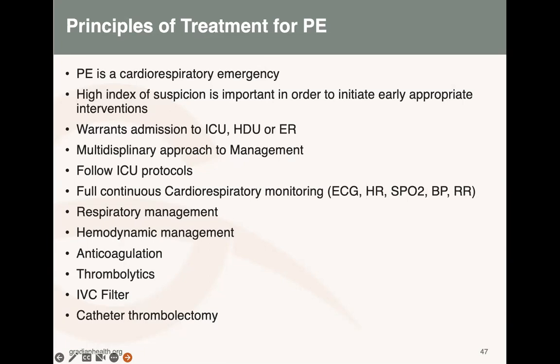And this patient needs continuous monitoring. That's why this patient should be admitted in either ICU or HDU, where there is continuous cardiorespiratory monitoring. That means ECG, heart rate, saturation, blood pressure, and respiratory rate. Once we have done all that, because that's the life-saving part, then we can come to the respiratory management, hemodynamic management, anticoagulants, thrombolytics, IVC filters, and catheter embolectomy. We'll look at each of them in detail in the next slides. Next slide, please.